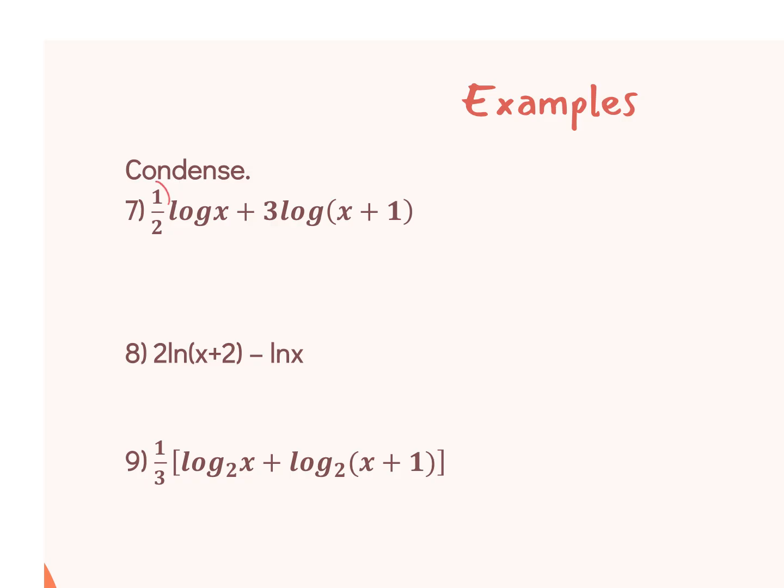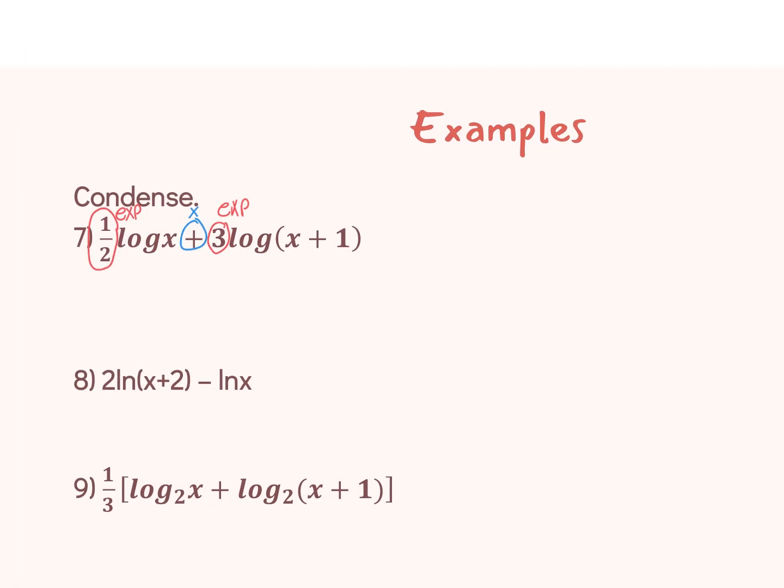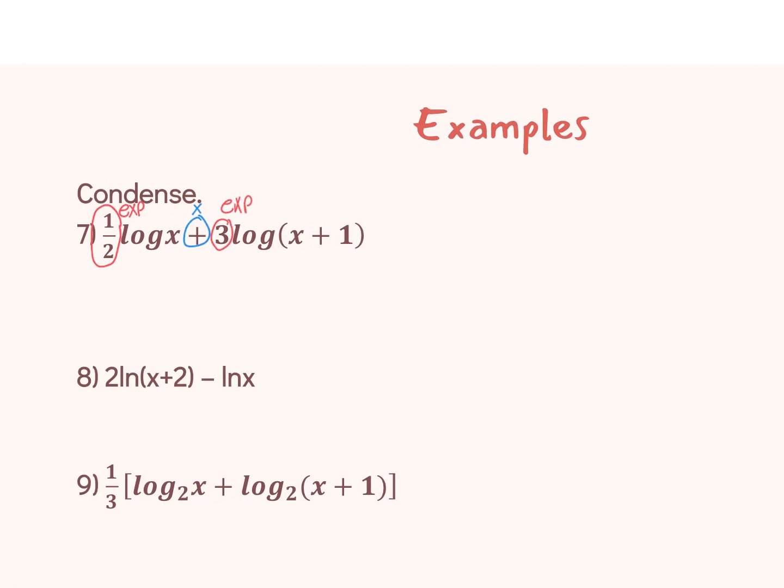And in this particular problem, I see a 1/2 in front. I know that's going to become an exponent. I see a 3 in front. I know that's going to become an exponent. And then I see a plus in between. I know that's going to be a multiplication. So that means in my final logarithm, I'm going to need 2 exponents and I'm going to need something being multiplied. All right, so let's work backwards.